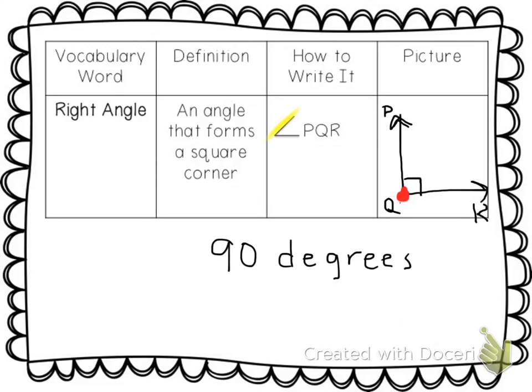And we use this little symbol for the word angle. We use that same symbol whether it's a right angle, an acute angle, or an obtuse angle. And we use the three letters P, Q, and R to name it. So we would say that this is angle PQR. We could also call it angle Q. So you might see it written a couple of different ways.